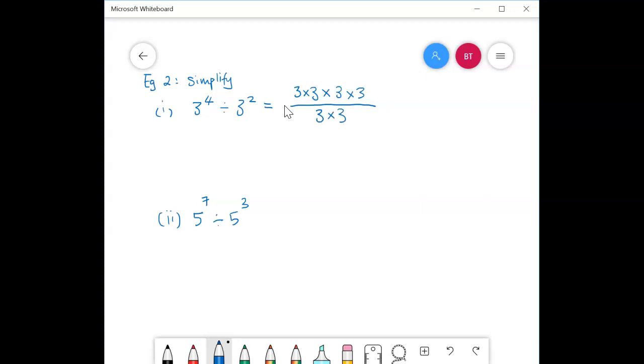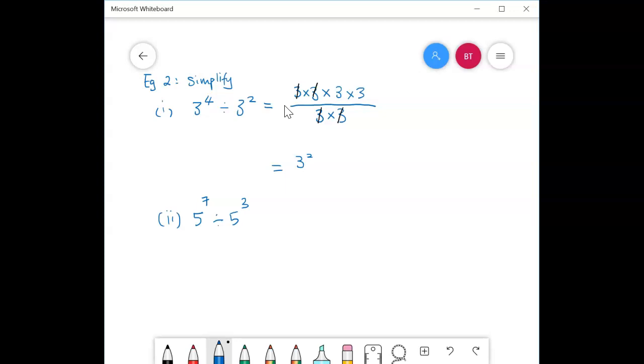So that's 3 to the power of 4 divided by 3 to the power of 2. We can take the 3 in the numerator, divide by the 3 in the denominator to get 1. So these two 3's get cancelled out. Similarly, we repeat this process until we run out of 3's to cancel in the denominator, and therefore we're left with 3 to the power of 2 in the numerator divided by 1 in the denominator.